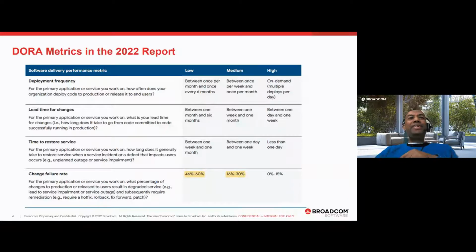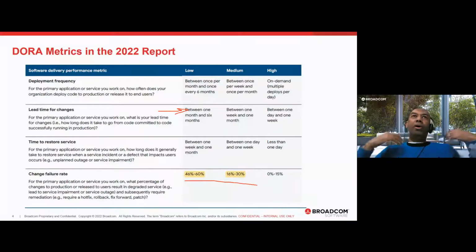Now, what you see highlighted here are the change failure rate metrics. So you can see here for low maturity customers, the change failure rate is alarmingly high. It's 46 to 60%. Last year, for those of you that are familiar with the DORA reports and follow the reports, that number was 16 to 30%.